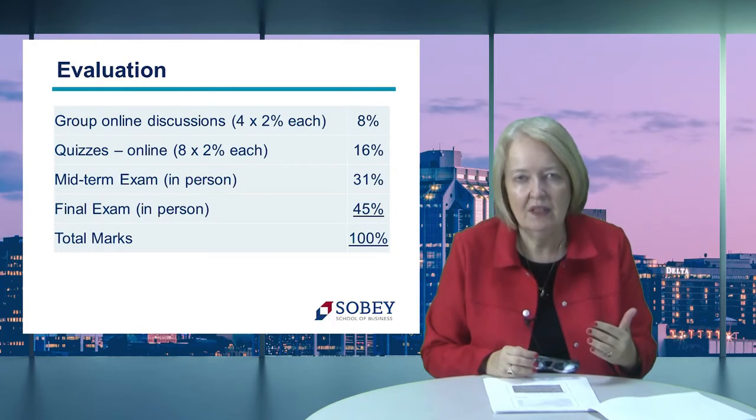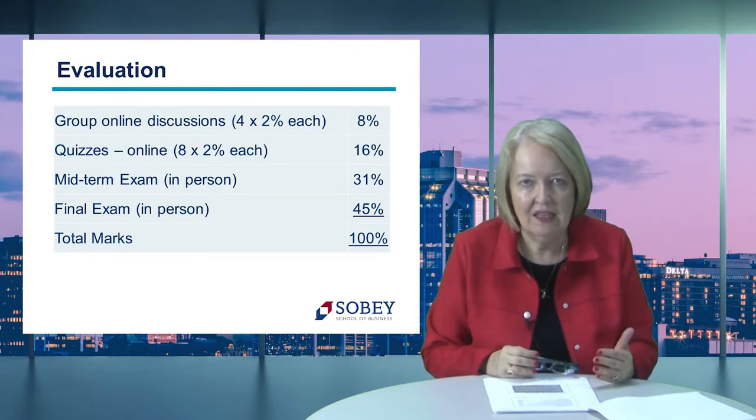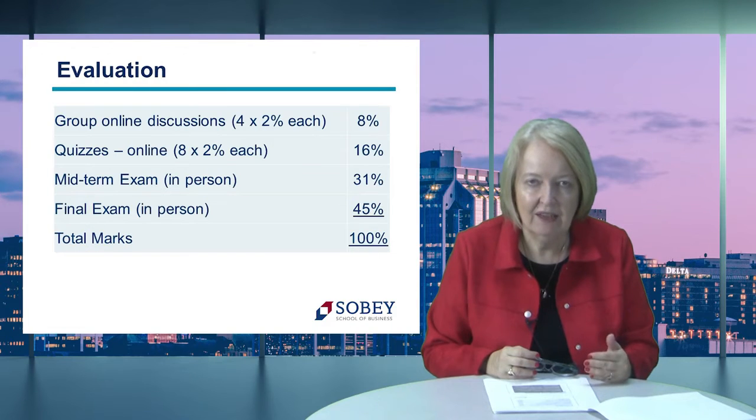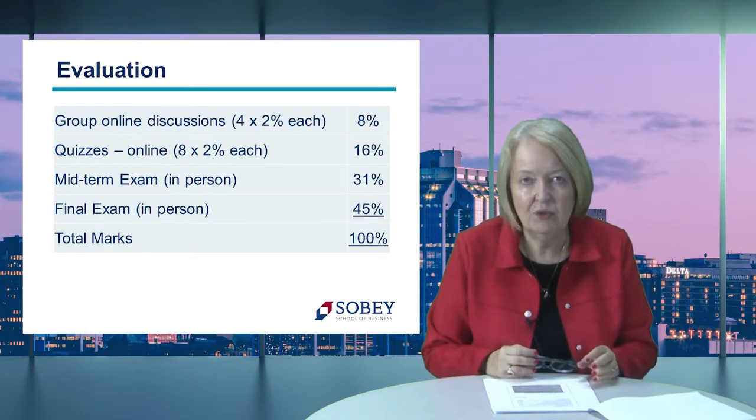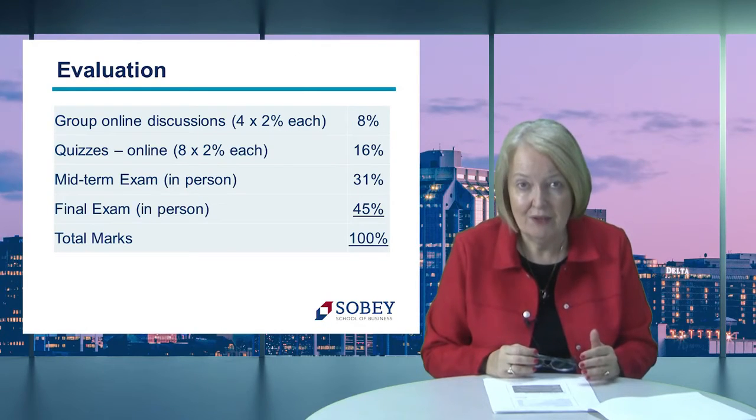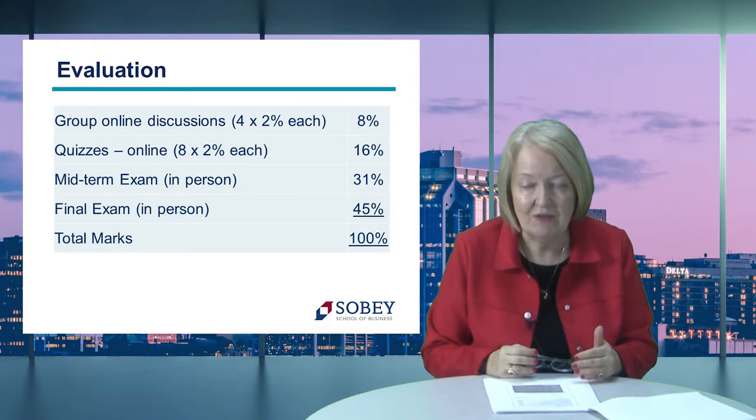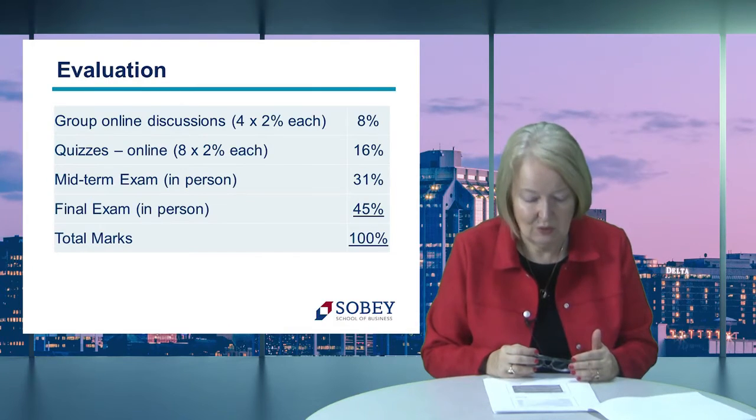If you are located more than 100 kilometers away from the university, you do have the option to arrange to have an invigilator to write the exams, both the midterm and the final, in the area in which you're located. You will see a link to the requirements and the forms you'll need to fill out on the system on Brightspace for this course.